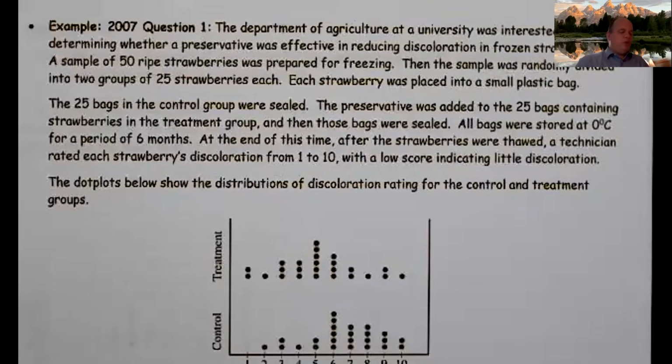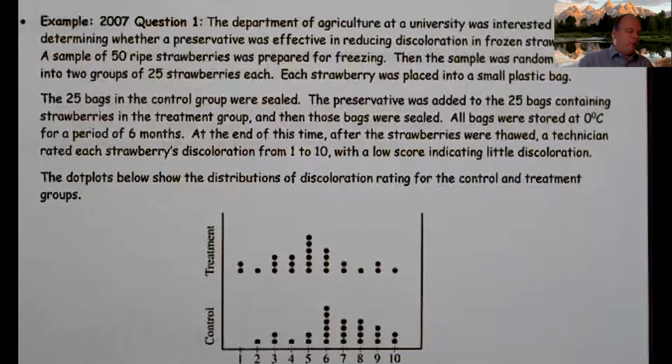All right, our next question is question 2007, question 1. The Department of Agriculture at a university was interested in determining whether a preservative was effective in reducing discoloration in frozen strawberries. A sample of 50 ripe strawberries was prepared for freezing. Then the sample was randomly divided into 2 groups of 25 strawberries each. Each strawberry was placed into a small plastic bag. The 25 bags in the control group were sealed. The preservative was added to the 25 bags containing strawberries.